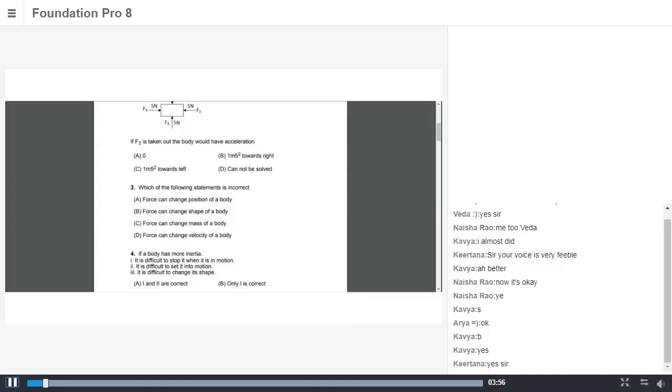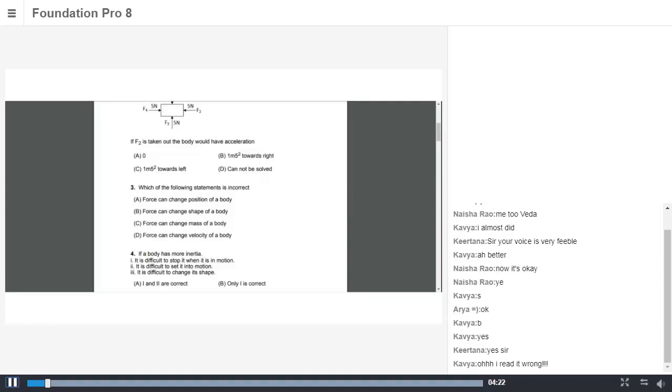Which of the following statements is incorrect? A force can change the position of a body. Is that correct? I don't know how many of you have misread the question. The question says, which of the following statements is incorrect?